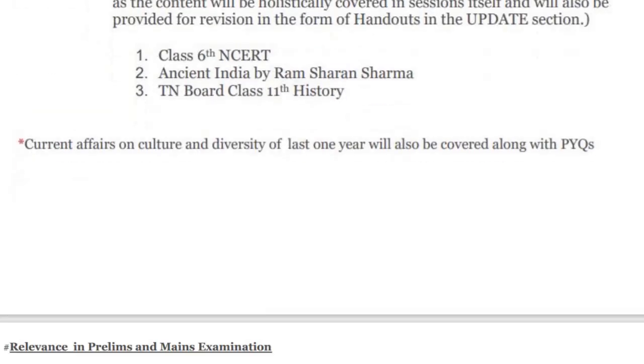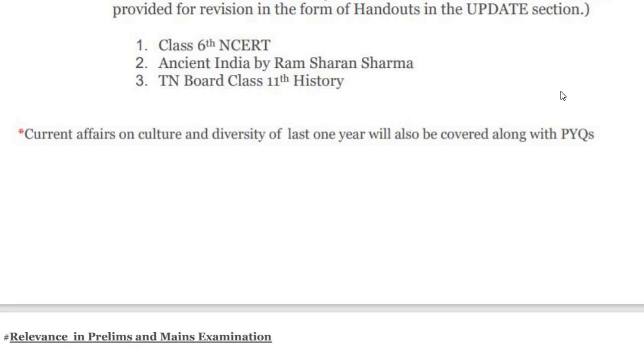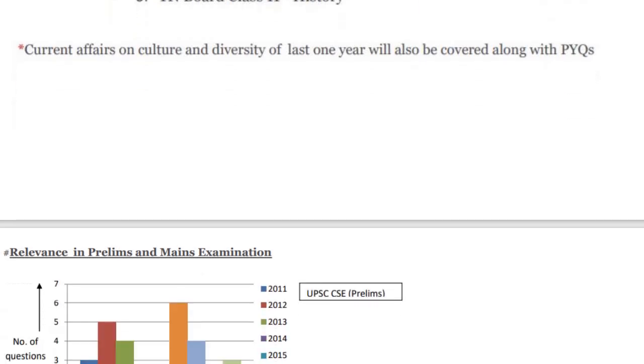करंट अफेयर्स जो हैं आपके, ठीक है, आपको वो भी कवर करनी है PYQs के साथ. लास्ट 1 year करंट अफेयर्स ऑल्सो यू हैव टू कवर अलॉन्ग विद द PYQs. सो दीज आर द 3 बुक्स दैट यू रिक्वायर. क्लास 6th की NCERT, एंशिएंट इंडिया बाय राम शरण शर्मा एंड तमिलनाडु बोर्ड क्लास 11th की हिस्ट्री बुक्स अलॉन्ग विद लास्ट 1 year करंट अफेयर्स एंड PYQs.